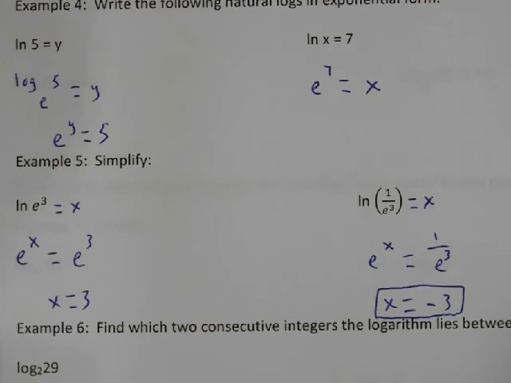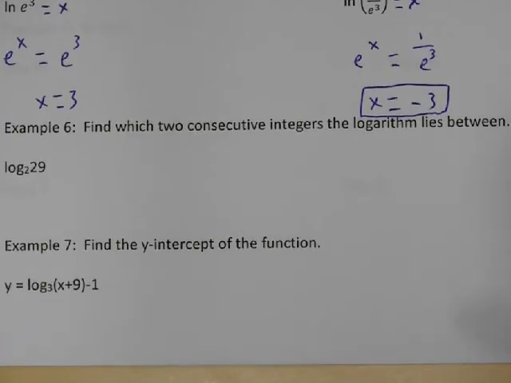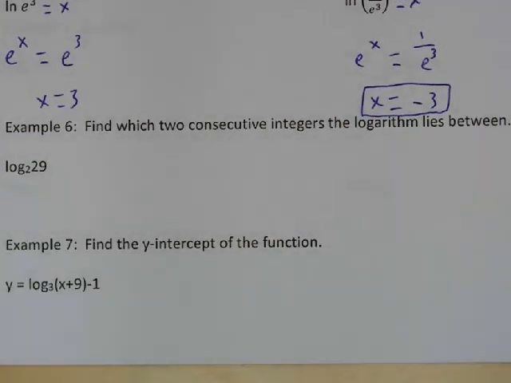All right, hopefully this is making some sense. If not, make sure you ask questions when I see you next. And then 2 more examples here. These are a little bit different. Number 6 says find which 2 consecutive integers, which are just whole numbers, the logarithm lies between.